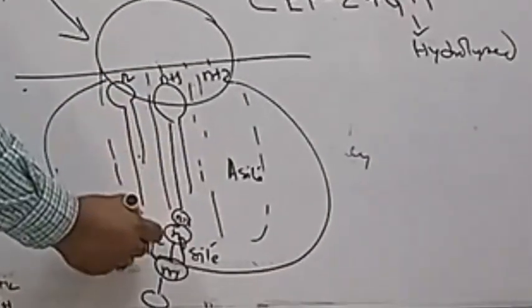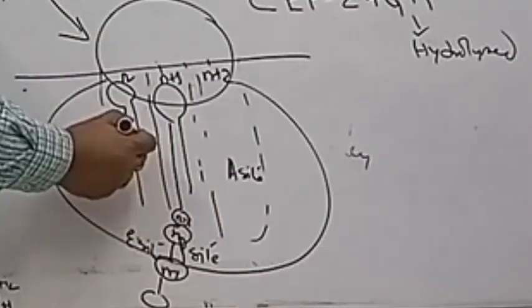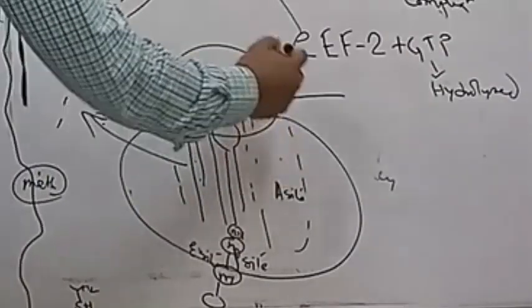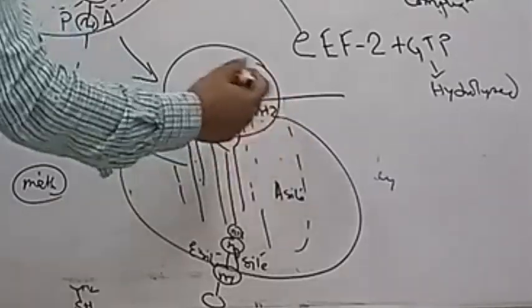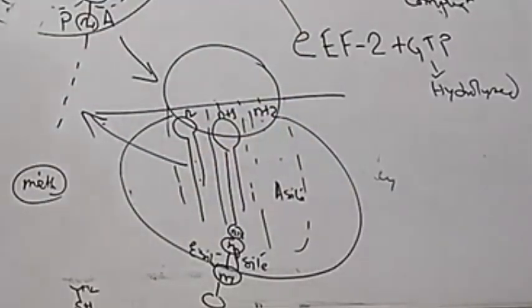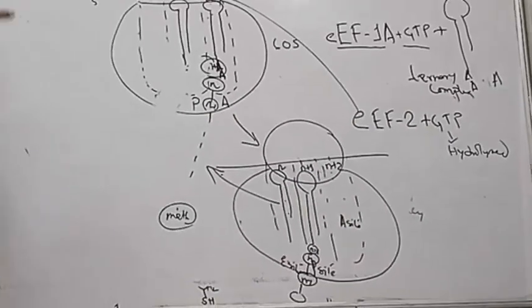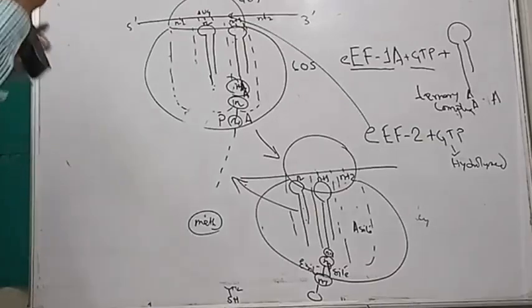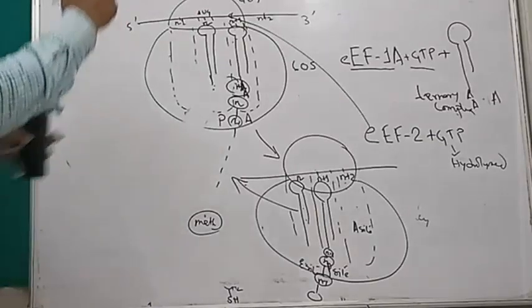So from this E site, the name suggests exit site, this uncharged tRNA will move away, right? And this A site will be free again to accept a new aminoacyl tRNA, right? Aminoacyl tRNA, it will come and it will bind to this site. Again the same thing, the alpha amino group of the amino acid which is present in the A site will nucleophilically attack the ester bond, right, in the tRNA which is present in the P site, and again the entire polypeptide chain will be shifted to the A site.